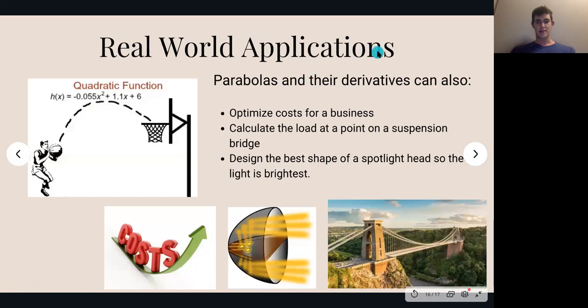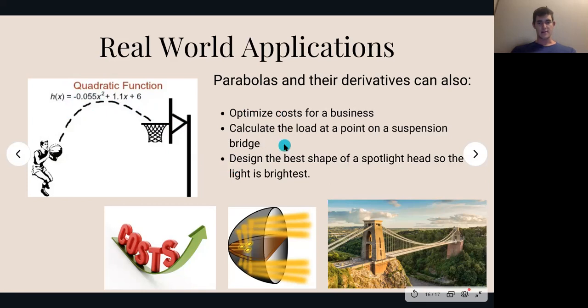Some other real-world applications of parabolas and their derivatives. If you knew where a basketball player was throwing a basketball from, where the basket is, what location in a 2D graph here, and you knew the apex of the ball, how high it would go, there's only one trajectory the basketball can follow. And if we know all that information, we can model it with a parabolic function that would look something like this, with an x squared at the crux of it.